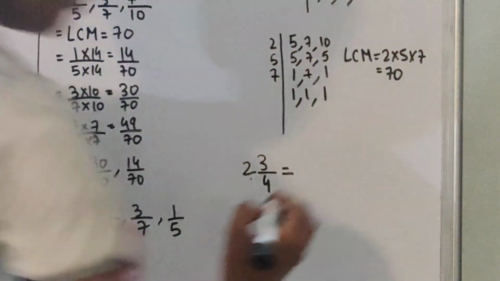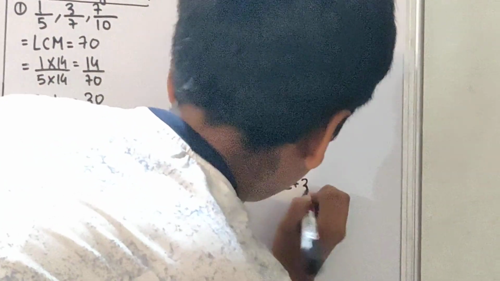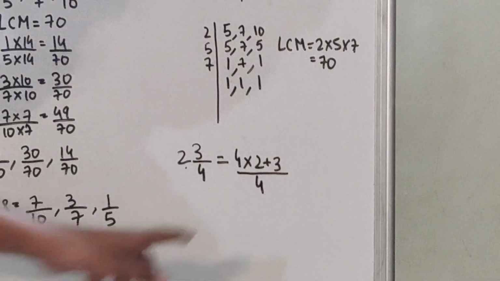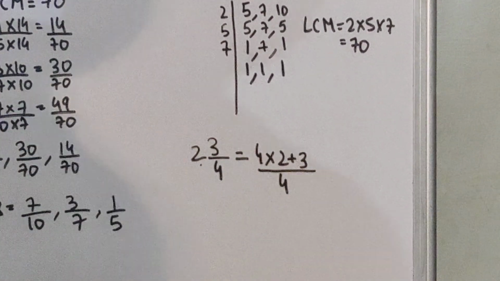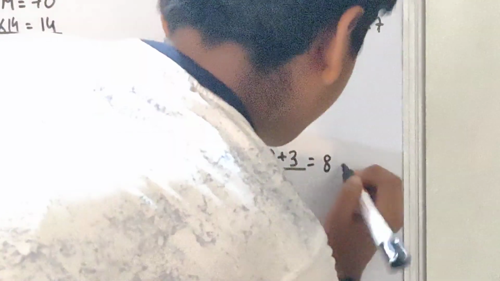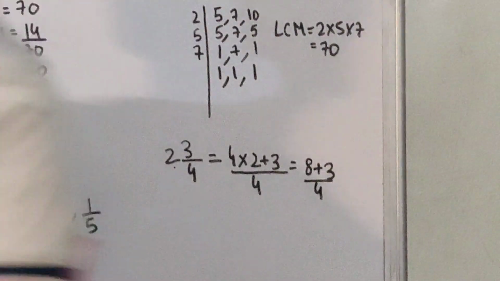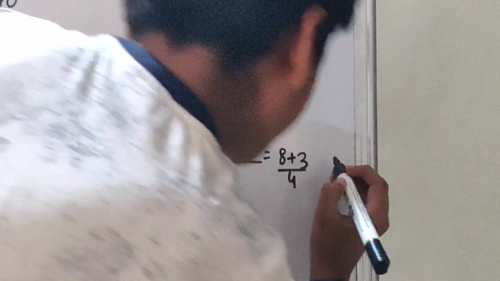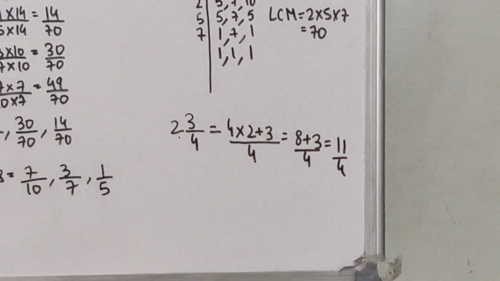So it will be like this: 4 into 2 plus 3 upon 4. So 4 2s are 8. So 8 plus 3 upon 4. And now 8 plus 3 is equal to 11. So 11 upon 4 is the improper fraction.